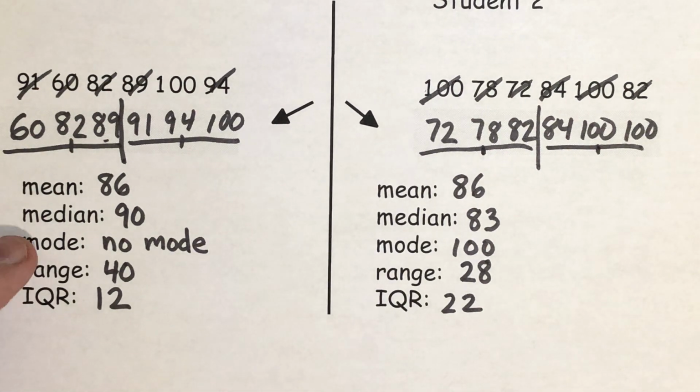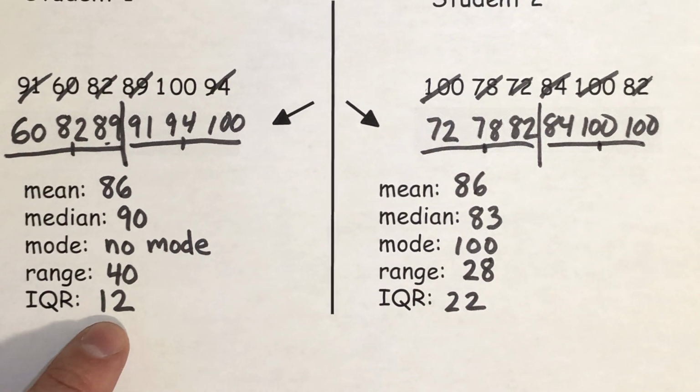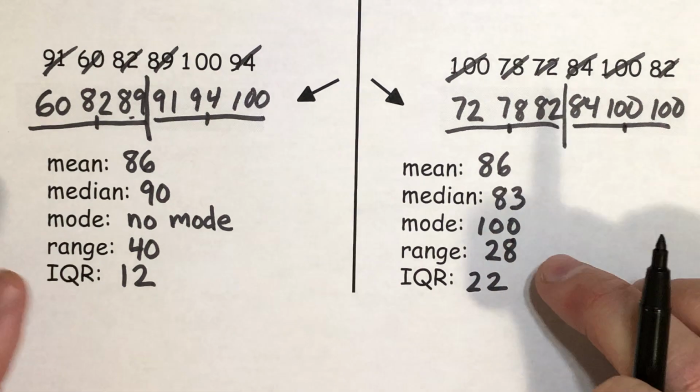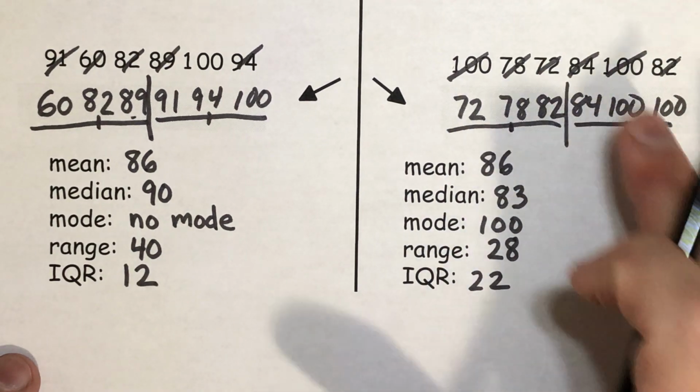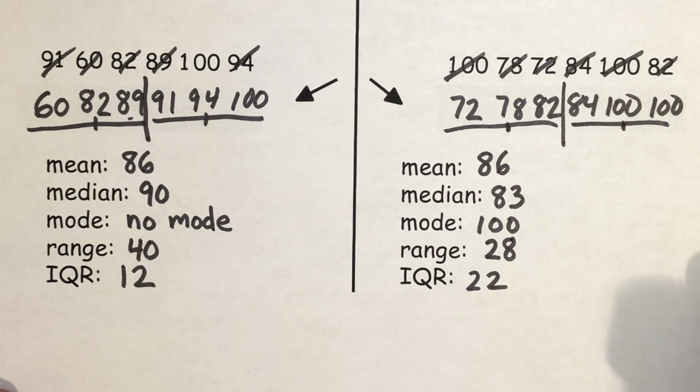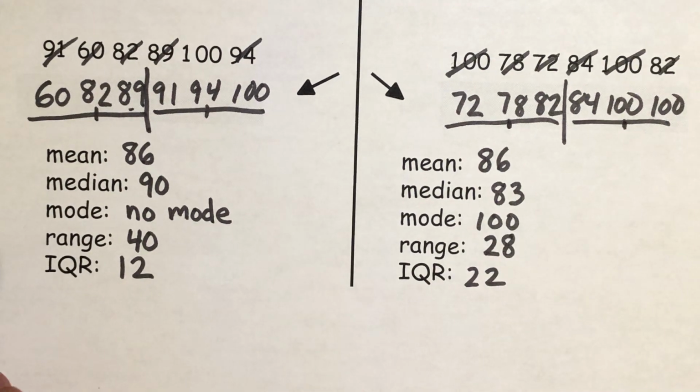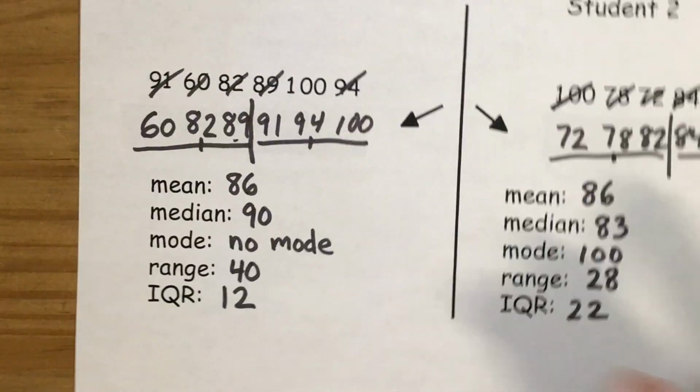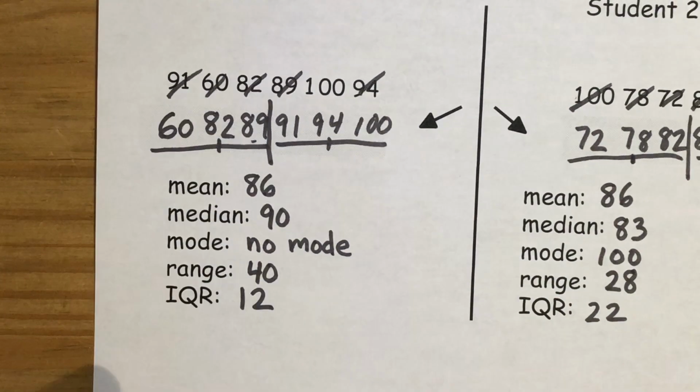And so you can see right here that student 1's data was much more spread out, but the center of their data was way closer together. For this other student, the data was not spread out as much, but the IQR was spread out. So their range, their data was kind of all over the place, where this student was pretty consistent. They just had one low score.